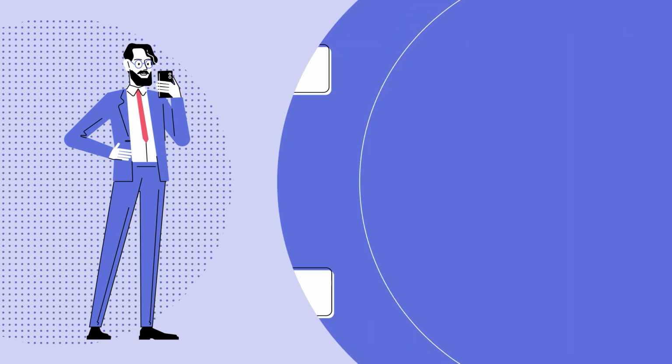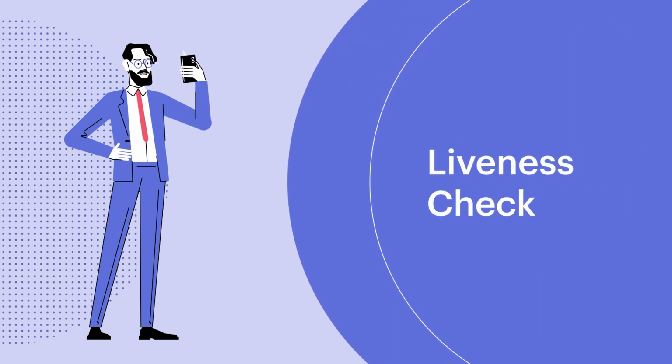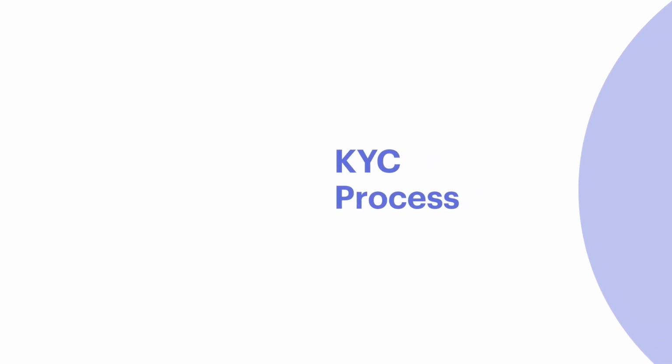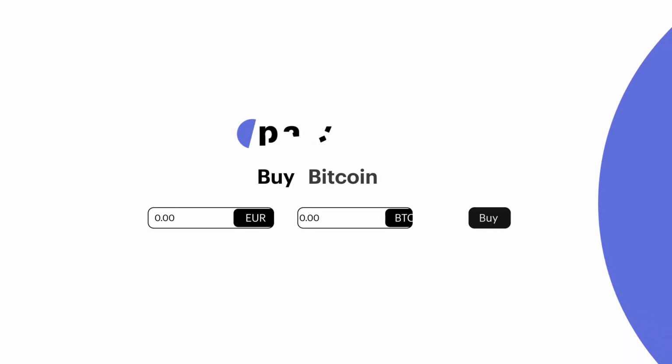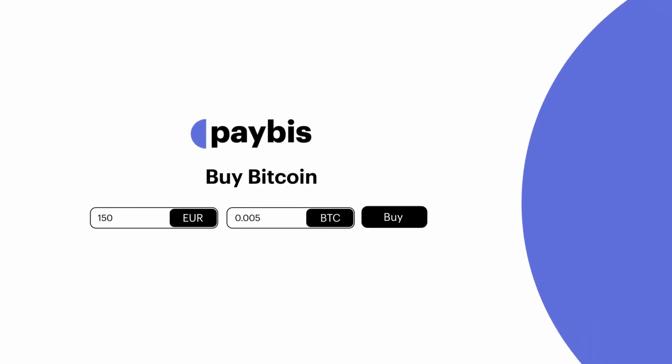After that, a selfie, or a liveness check as we call it, will be required to pass basic verification steps and to review your identification documents. Our KYC process is quick and usually completed within 5 minutes. Verifying your account unlocks the possibility of exchanging crypto at Paybis.